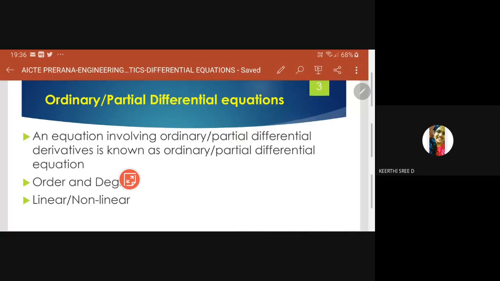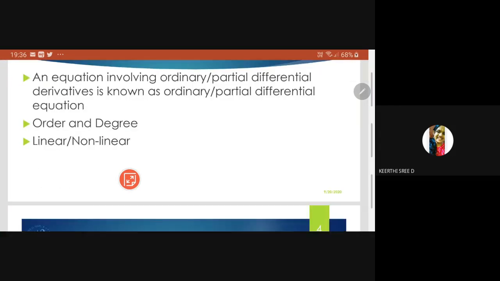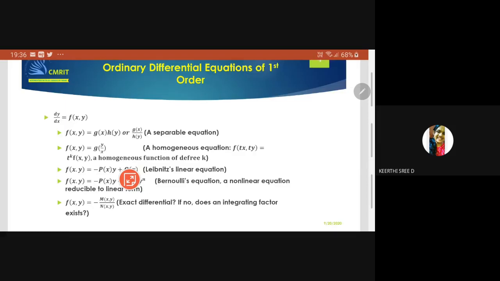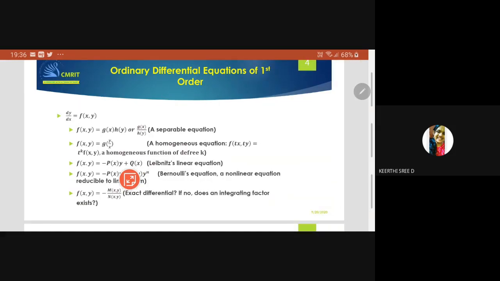So order I have discussed, degree I have discussed, and linear and non-linear I have discussed. Now come over to the third one. This is your strategy actually. When we are going for a competitive exam, you should have a kind of panoramic view. We have already learnt about ordinary differential equations and partial differential equations, but now our view is how to attack the problem. That is a very important thing, so I focus more on that.